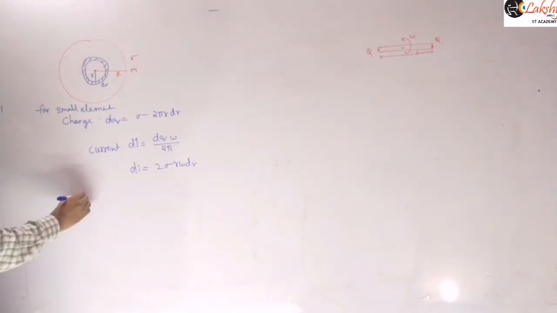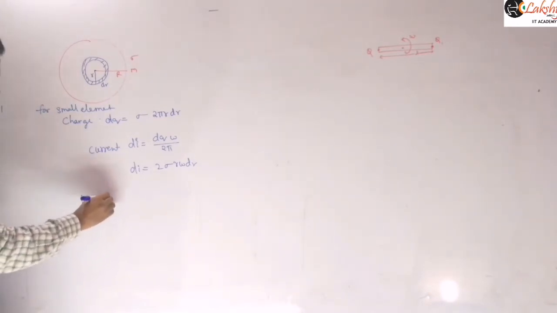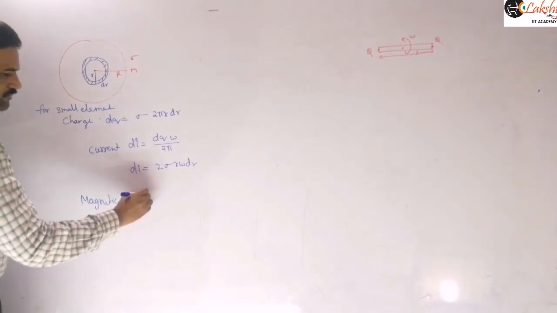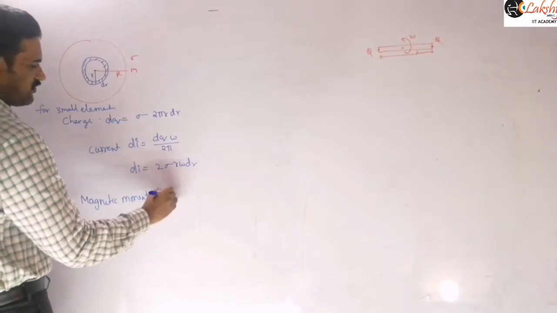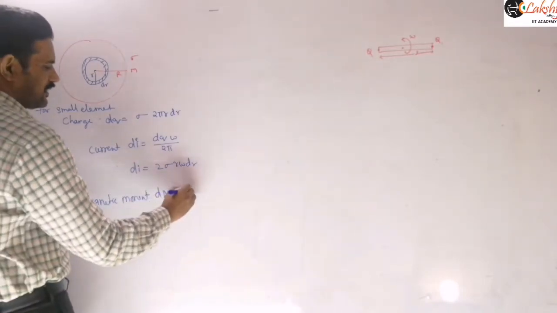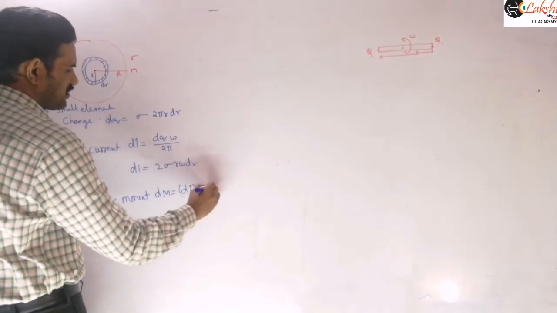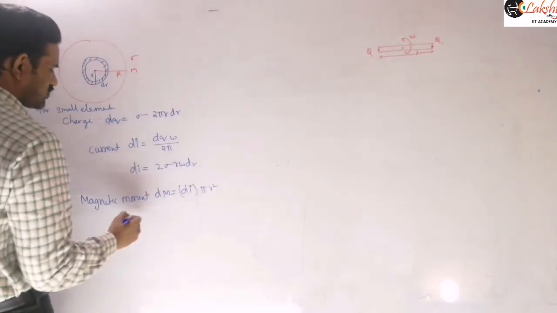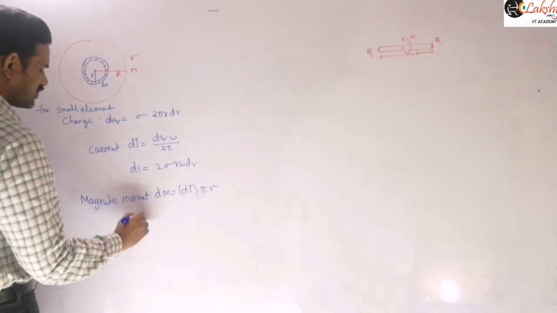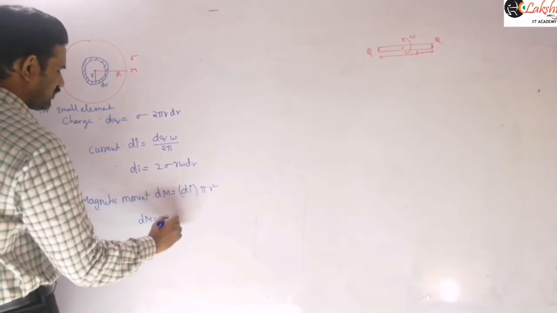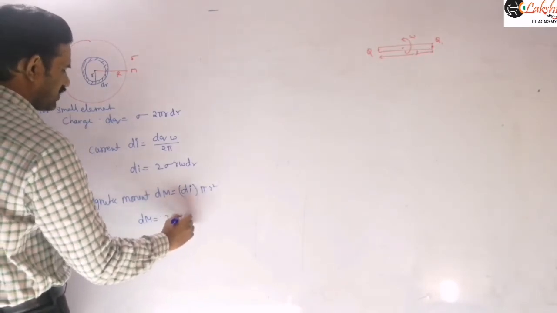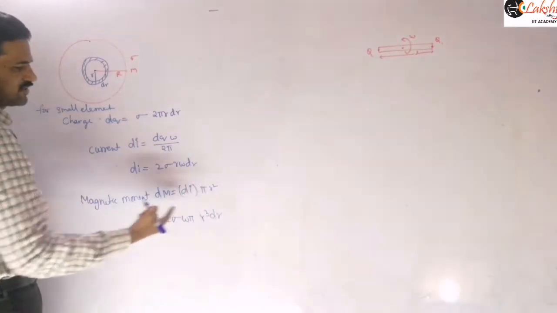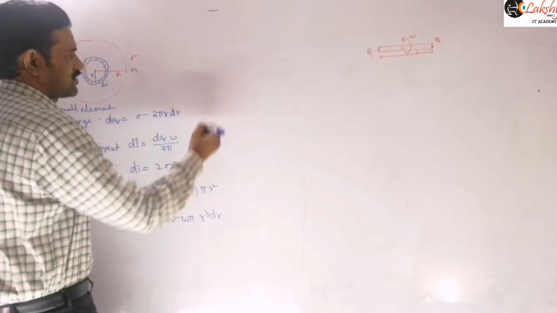And now the magnetic moment we are writing here. The magnetic moment dm value you can write as di into pi r square, right? The di into area of that element you need to write. Then substitute that and let us integrate that expression. So therefore dm is equal to 2 sigma into omega into pi r cube dr. That means here r is already there and this r is there. Then we need to integrate this.